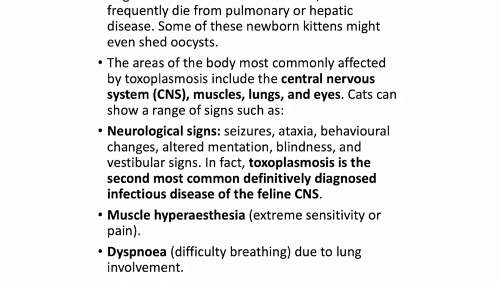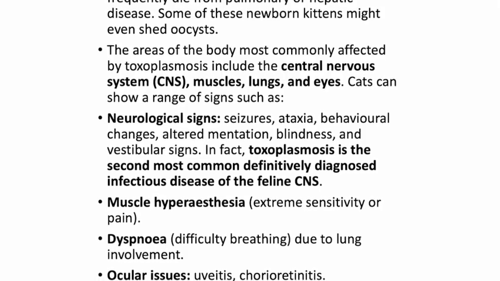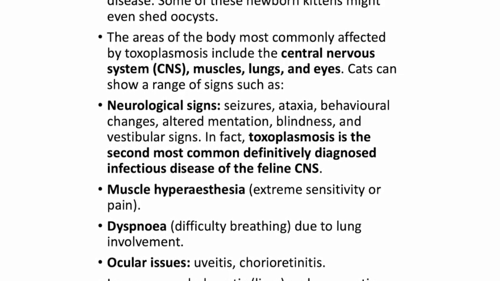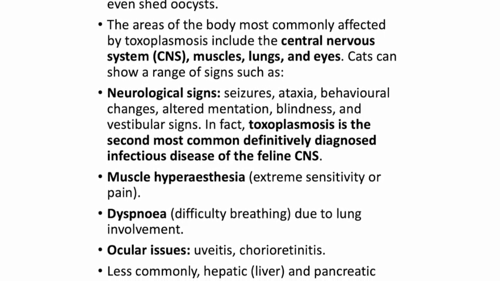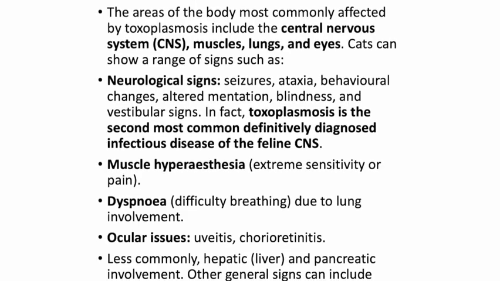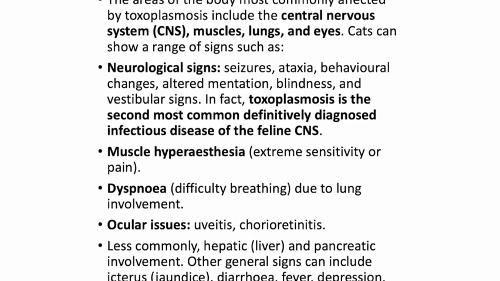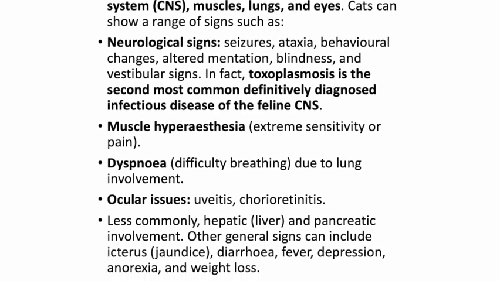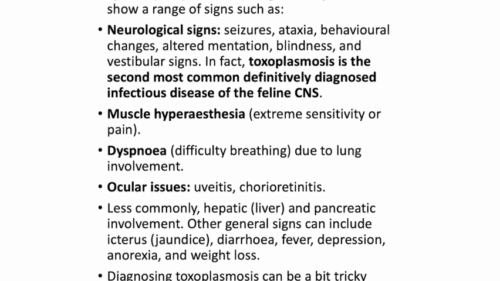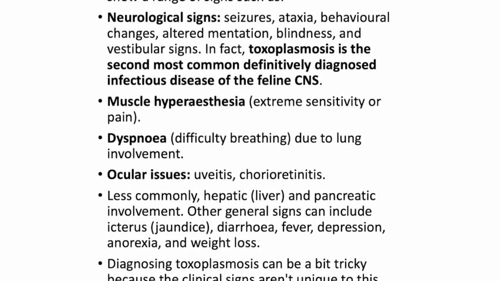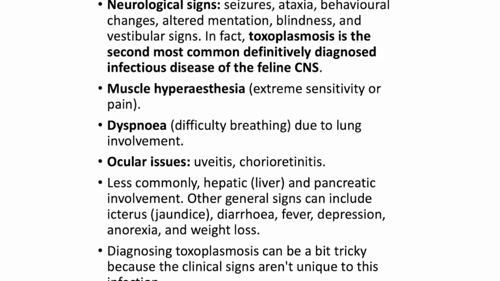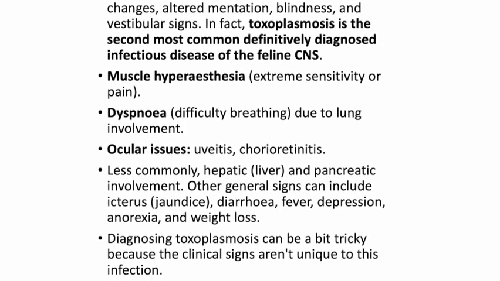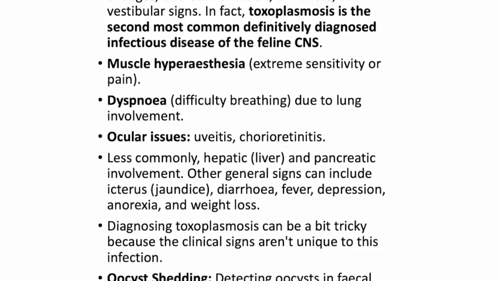The areas of the body most commonly affected by toxoplasmosis include the central nervous system, CNS, muscles, lungs, and eyes. Cats can show a range of signs such as neurological signs, seizures, ataxia, behavioral changes, altered mentation, blindness, and vestibular signs. In fact, toxoplasmosis is the second most common definitively diagnosed infectious disease of the feline CNS.